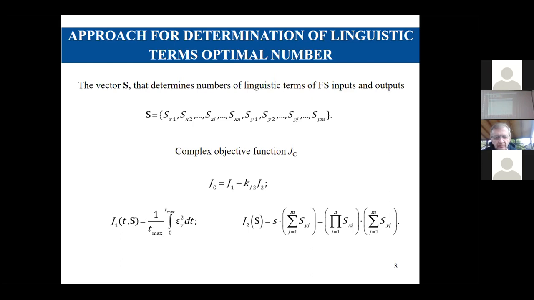For example, when designing a fuzzy control system, the first criterion can be presented as the mean integral quadratic error, and the second criterion can be presented as you can see in this slide, which depends on the number of rules and the number of their consequences, that depends on the total number of linguistic terms.